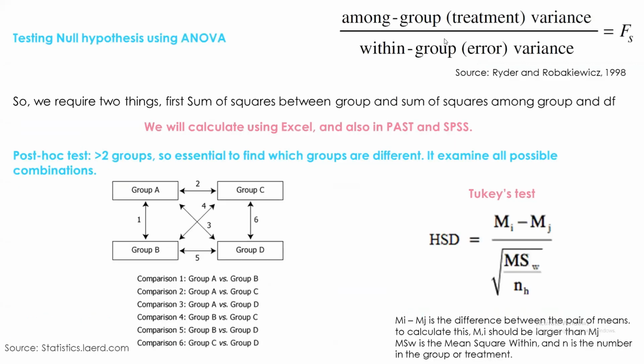And to understand that, you have to do the post-hoc test. Let's say in an example you have group A, group B, group C and group D. Each group will be compared with each other in the different possible combinations, and that is the post-hoc test, where one of the most widely used tests is Tukey's test. So we will see this also while we are doing the practical.